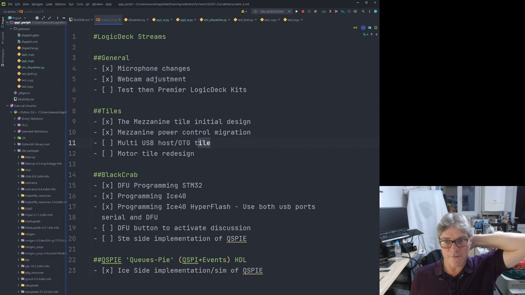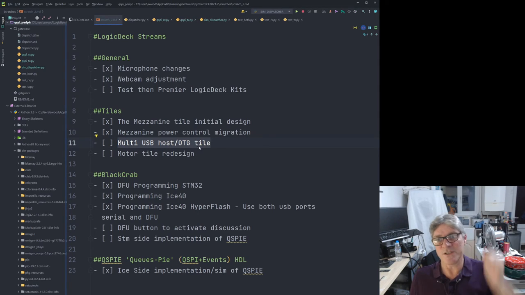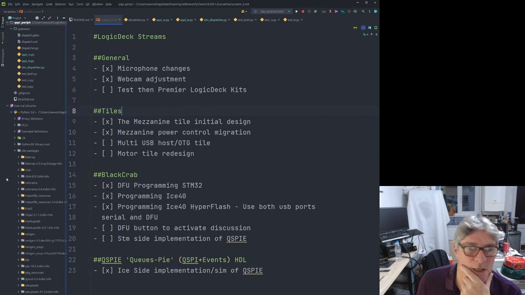see one of the things I've got on the list is a multi-USB host / OTG tile. So I should probably open that up and give you a look at that, because even though it's not done yet, I need to do that. I'll probably do this on a stream, but not this one. Let me get that open and show you. I'm not there yet because I'm trying to decide what connectors to put on. So let me just turn this on.